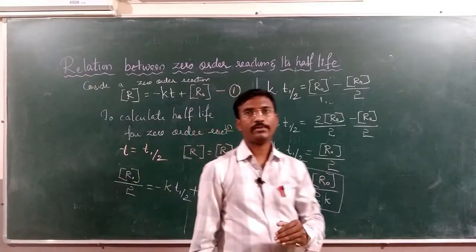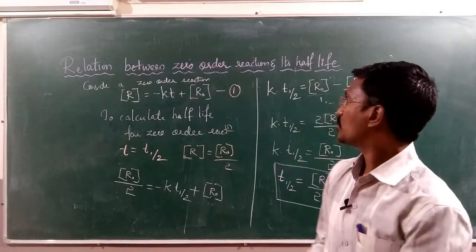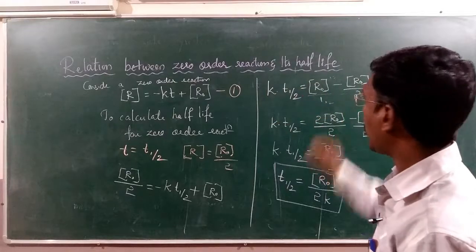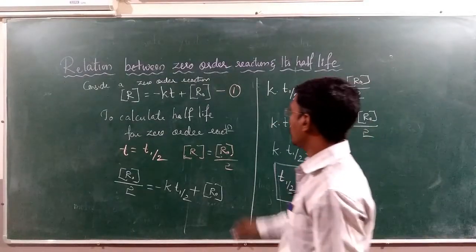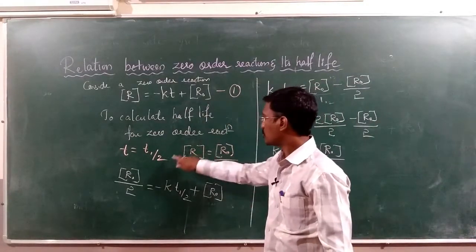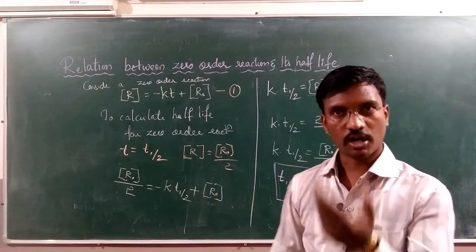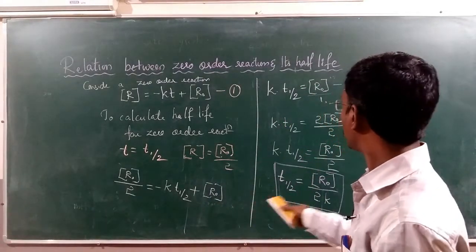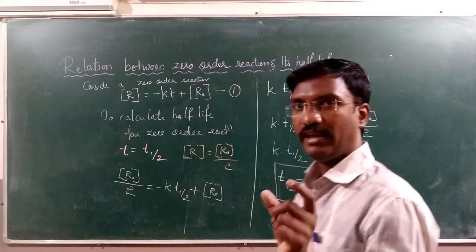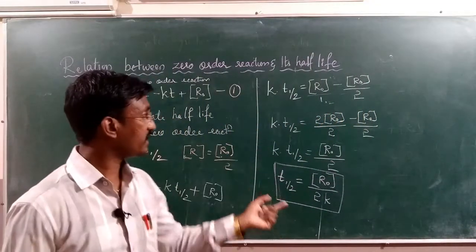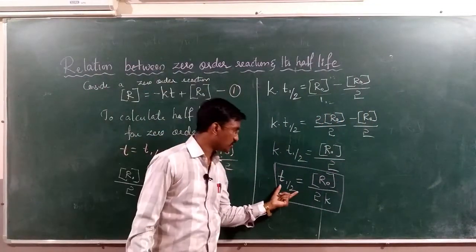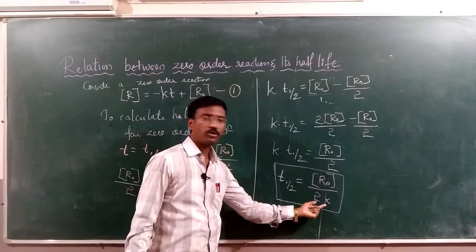Derive the relation between integrated rate equation for zero order reaction and half-life means we have to begin from this expression and we have to substitute T is equal to T half and R is equal to half of the initial concentration, R naught upon 2. By substituting this expression, you have to make the equation representing half of the reaction, that is T half is equal to R naught upon 2K.